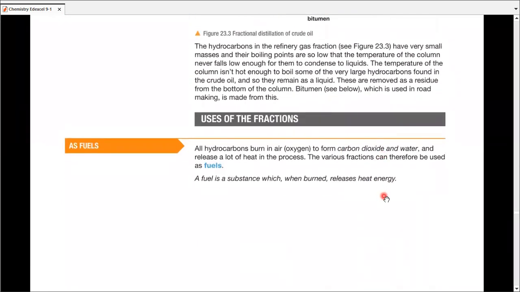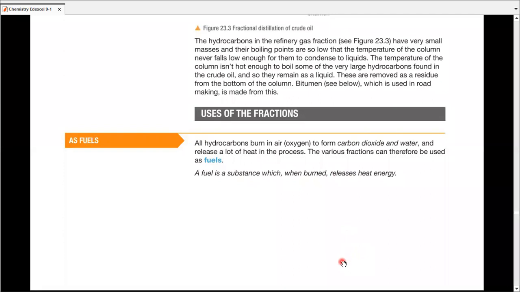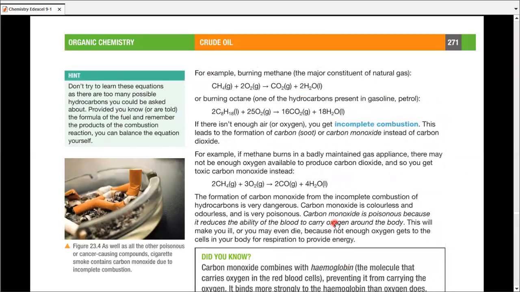Moving on, uses of these fractions. Now, each of these fractions has its own independent set of uses, but there are some common generic uses as well. To begin with, the most important of all uses, as fuel. Most of the hydrocarbons are used as fuels. They burn in air, in excess of oxygen, they form carbon dioxide and water, like we just studied, and they release a lot of heat in the process. These fractions can therefore be used as fuels. A fuel is a substance which, when burned in oxygen, releases heat energy. And this heat energy is then converted into various forms of energy and is commonly used.